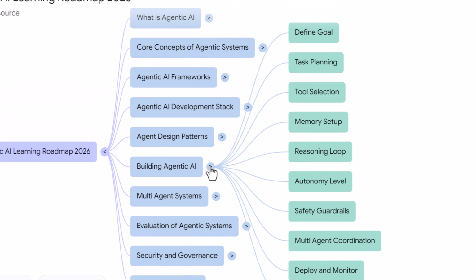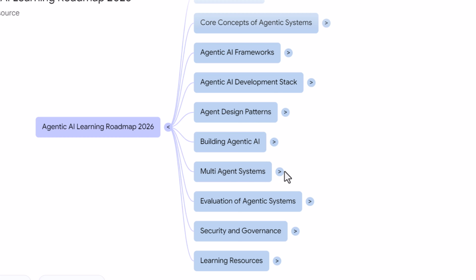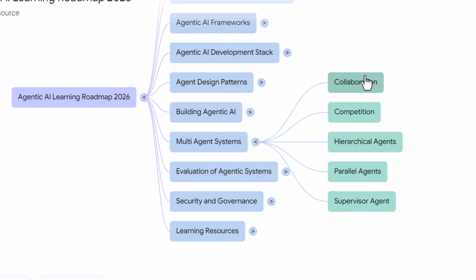Now we move into multi-agent systems. Here the focus is on collaboration where agents help each other solve tasks. Competition models allow agents to challenge one another to improve outcomes. Hierarchical agents introduce a structure where supervisor agents guide worker agents. Parallel agents divide large workloads so tasks complete faster. Supervisor agents monitor consistency, quality, and safety. Multi-agent systems are powerful for complex long-running tasks.